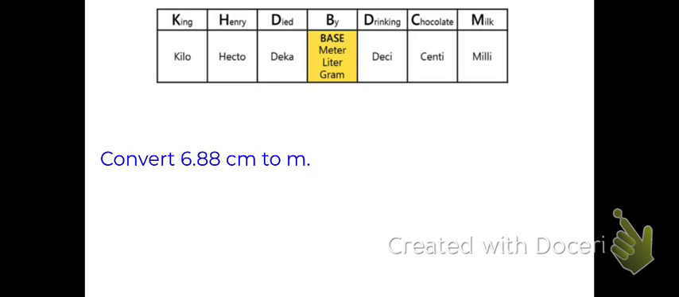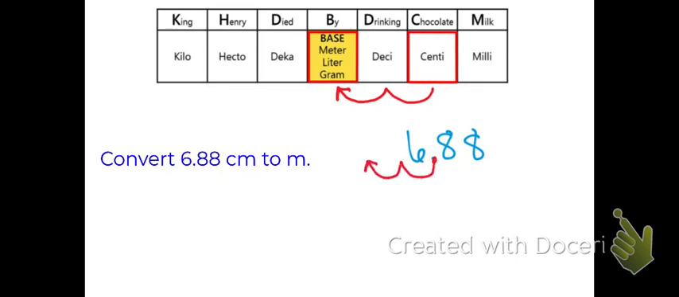Here we're asked to convert centimeters, which is right here, to meters, which is one of our bases. So centimeters to meters. We're going from a smaller unit to a bigger unit. So that means we are going to be dividing by 10 2 times. Another way to think of that is moving the decimal place over 2 times. So if our decimal point is here, we're going to move it to the left, 1, 2. And then any empty spaces will fill in with a 0. So 6.88 centimeters is 0.688 meters. Let's try another.